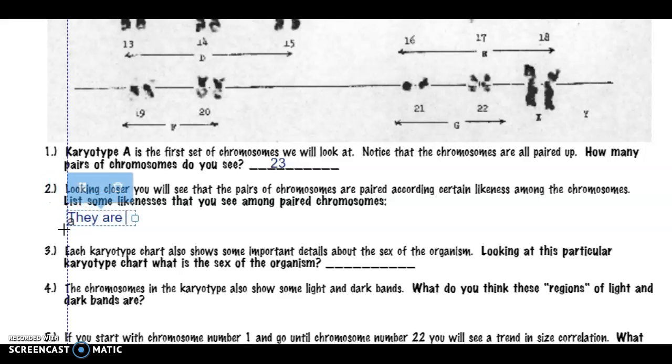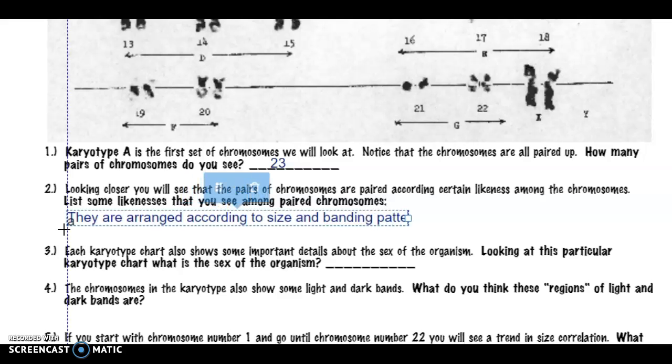So they are arranged according to size and banding pattern, which would also indicate the same genes in the same places.